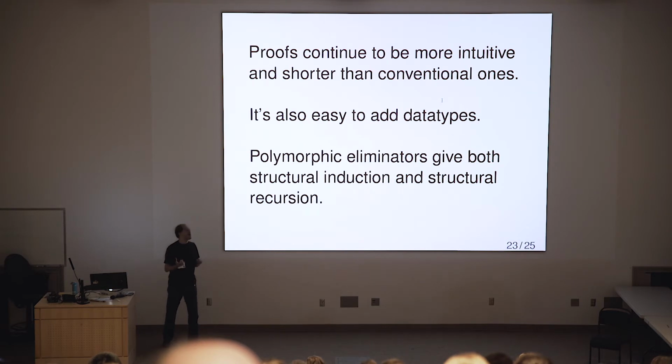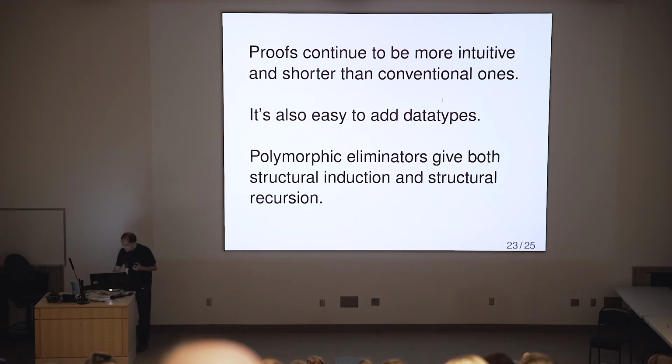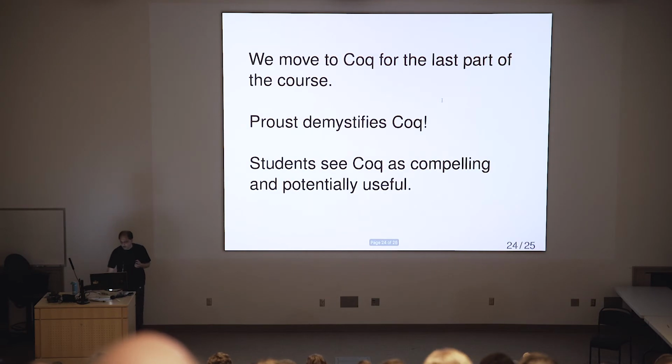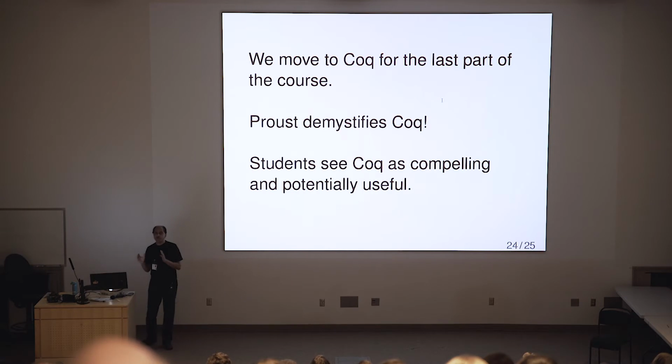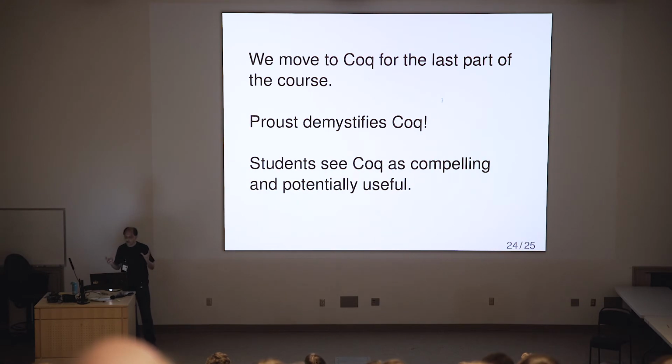But if you produce another natural number, you get structural recursion. And the same mechanism, the same reduction rules work for both these tasks. We still have 3 weeks left at this point in the course. And so we move to the full-featured proof assistant Coq, which has a 20-year history and lots of great developments.